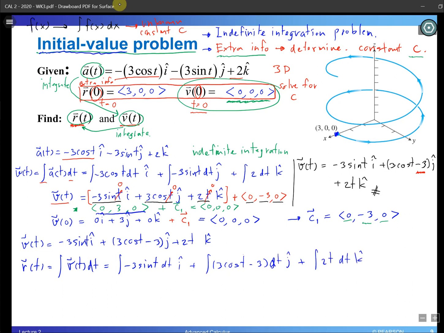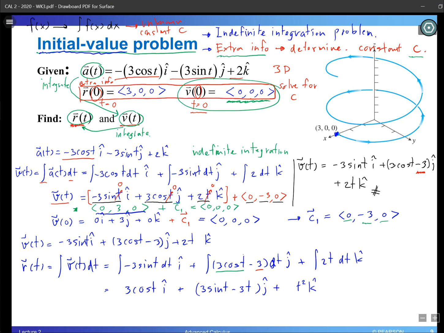Now let's continue this. Integrate of sine t, you get minus cosine t. So here becomes 3 cosine t i hat plus integrate of 3 cosine t, you get 3 sine t. Integrate 3, you get 3t. And you have minus in the front, and all of them for the j component. And last one, you integrate 2t, so you get 2t squared over 2, and these two cancel. So in the end, you have this t squared, and this is for the k component.